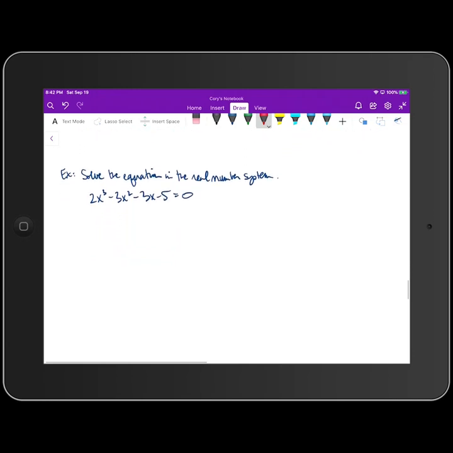Okay, so directions here say to solve the equation in the real number system. I want you guys to give this one a try. Again, this is not factorable by grouping. So you have to use Descartes' rule of signs and the rational zeros theorem here.